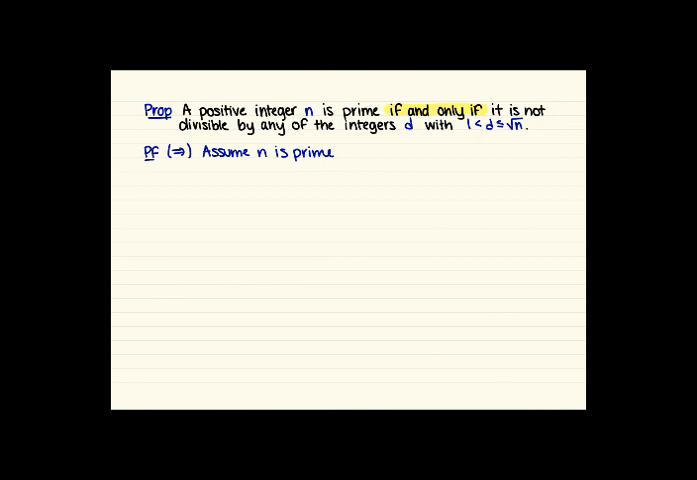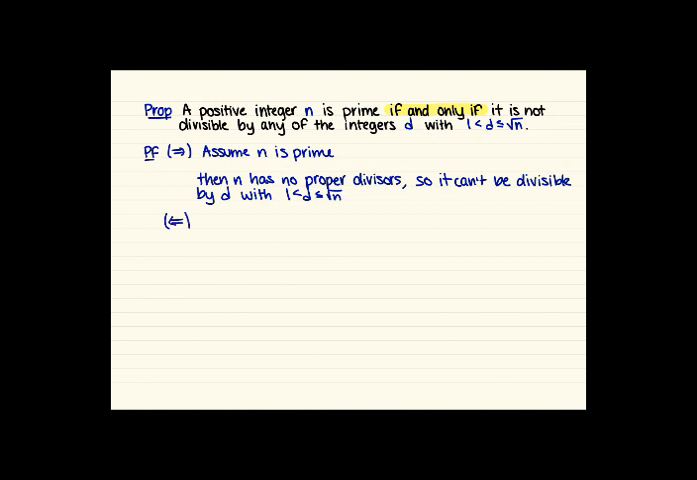So n is prime. That means that n has no proper divisors. So certainly it can't be divisible by any of those d between 1 and square root of n, since that would give a proper divisor. So then we've proved that direction, so now we're going for the other direction.